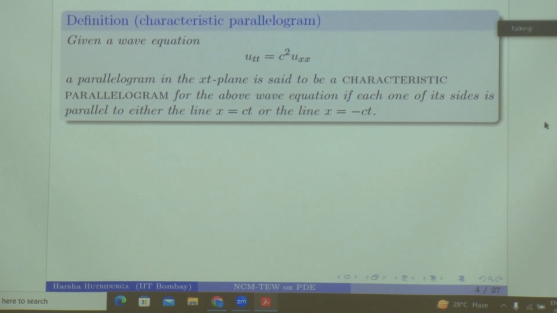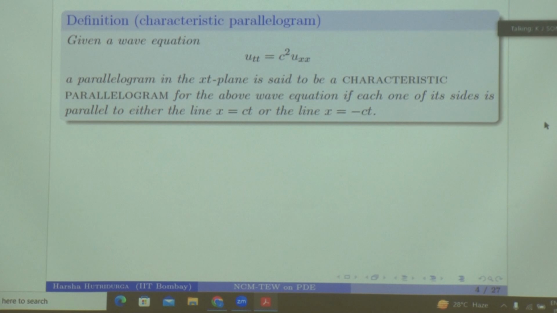Now, if somebody asks you to draw a characteristic parallelogram associated with this equation, the point that matters is the constant c which is in the equation. So what you do is, you draw 2 lines. Your parallelogram should have this property. For example, these 2 sides of your parallelogram are parallel to x is equal to ct, and I'll draw the other 2. These 2 are parallel to this line, x is equal to minus ct. So now, according to this definition, I can call this a characteristic parallelogram associated with the equation utt is equal to c square uxx.